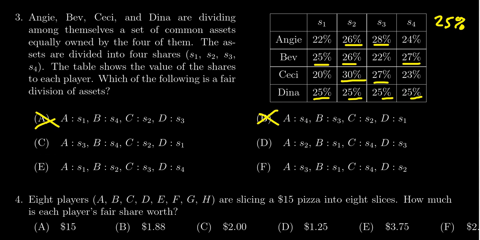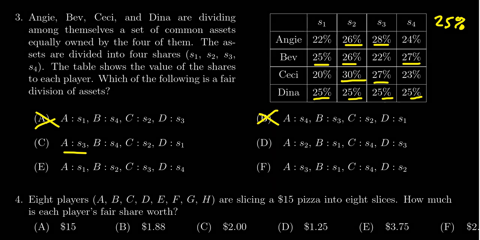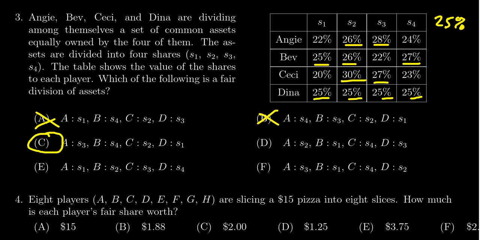What about choice C here? For C, they're going to give player A S3. That seems to be okay. Player B would get S4, that seems okay. Player C would get S2, that's okay. And player D would get S1. That is a fair division, so it looks like C is the correct answer. But for the sake of completeness, let's go through the other 3 answers and see why they don't work.